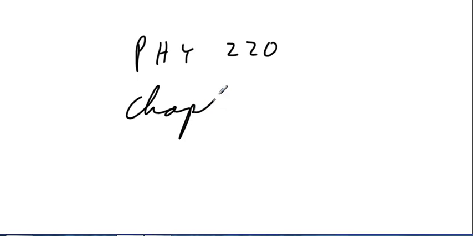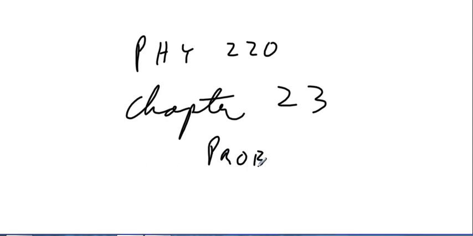This is Classical Physics 2, and we're in Chapter 23, Working Problems. First problem we're going to do is number 4.